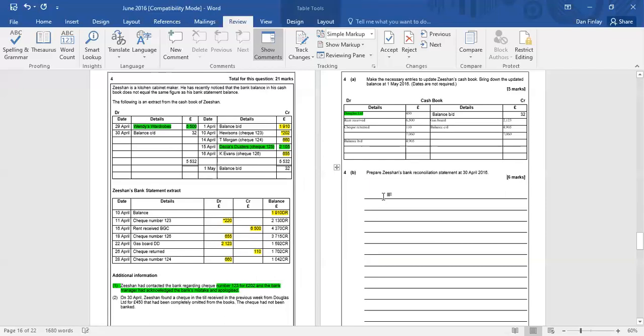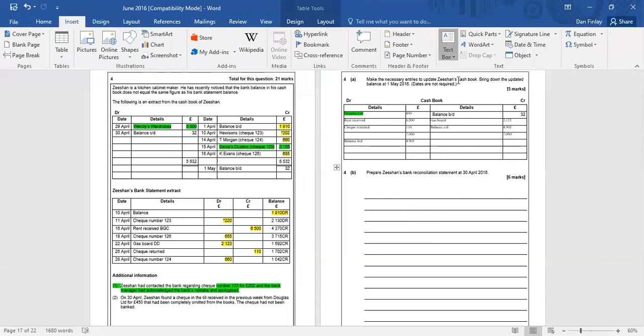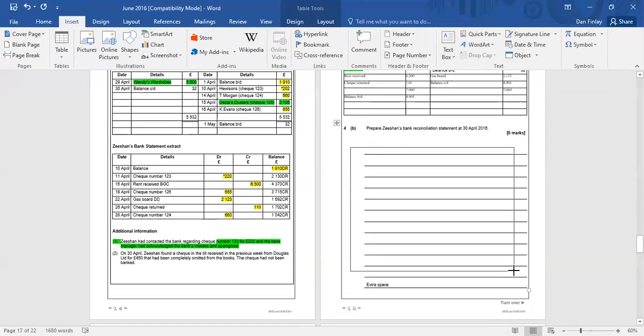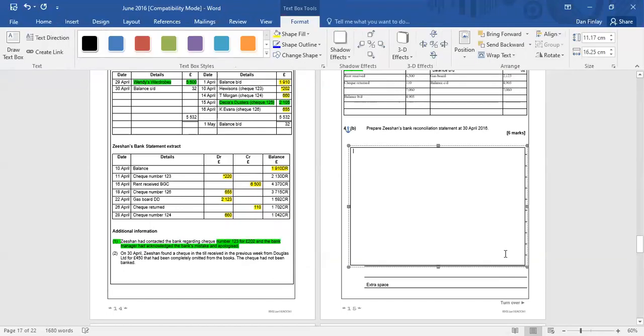So the bank reconciliation statement, I will put the title, so Sishan, then bank reconciliation statement at 30th of April 2016. So it's pretty much just copying that sentence there. So this Word's not going to let me type nicely on those lines, so I'm just going to draw a quick text box. And so I've got my title in my two columns, and we start with balance.